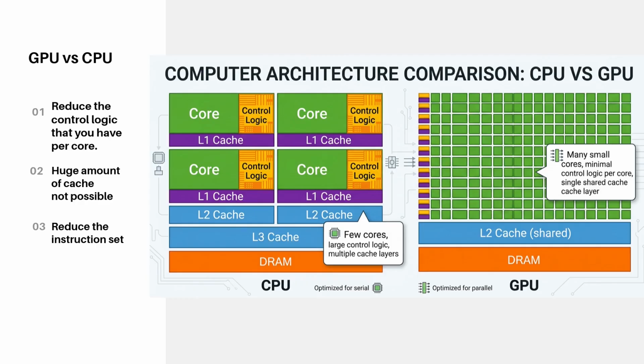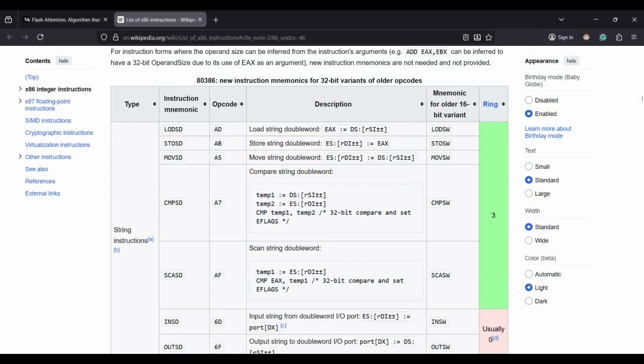The CPU cores are too big. They are quite general purpose, so you can reduce the number of operations they can handle. Here in this Wikipedia link, you can take a look at some of the instructions that are there for processors. Load string double, this one is for store string double, and so on.